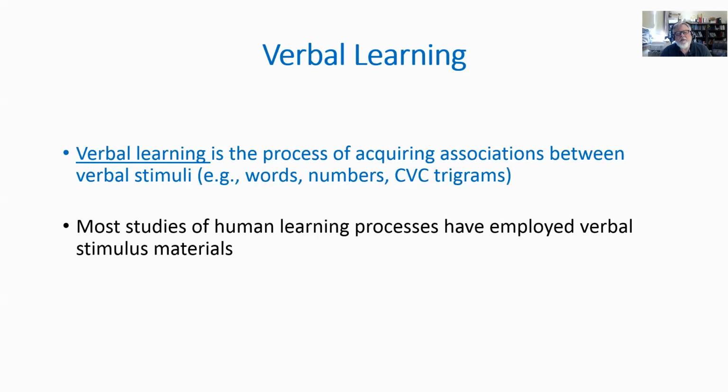And verbal learning is the process of acquiring associations between verbal stimuli, such as words or numbers, or in special cases where we're trying to eliminate the role of meaningfulness of the stimuli, we could use stimuli like consonant-vowel-consonant trigrams, or CVC trigrams. Usually they're pronounceable sequences like ZUL or TUD, so to speak. And those CVC trigrams don't have any meaning associated with them, and so they have a special role in verbal learning research.